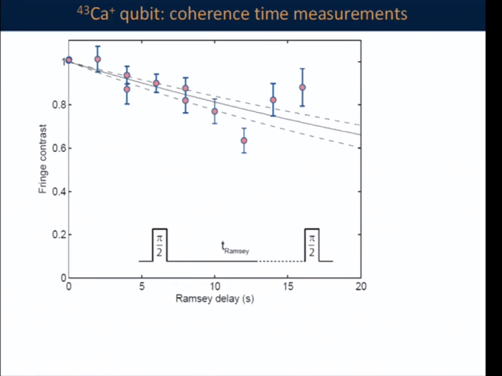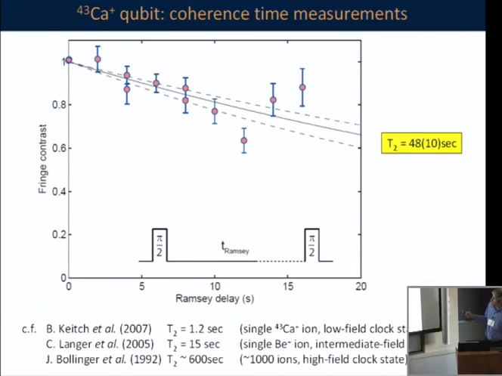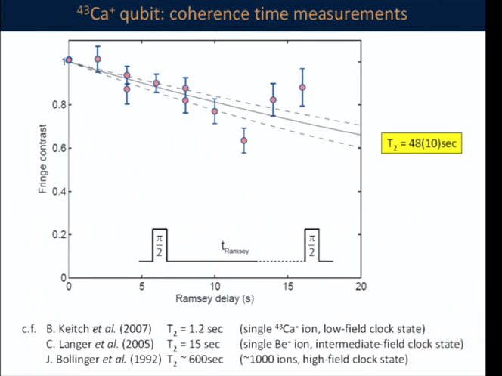So we measure the coherence time using Ramsey microwave spectroscopy of the qubits with delays up to 16 seconds. This is Ramsey fringe contrast. It's obviously long and painful experiments. Out of that comes a T2 coherence time of about 48 seconds. This is obviously much better than the 1 second we measured in the low field independent clock qubits. It's a little bit better than the 15 seconds in the comparable Brilliant intermediate field qubit, but still nowhere near John Bollinger's amazing 10 minutes record in the high field clock states.